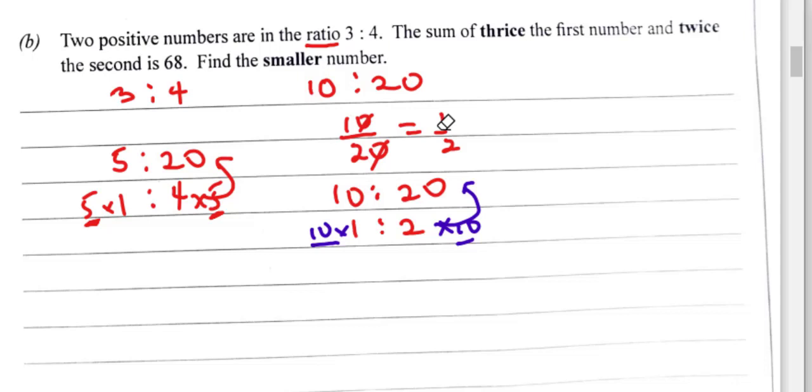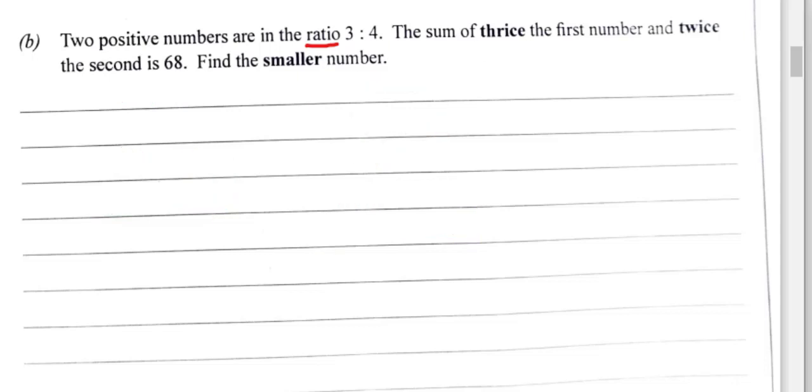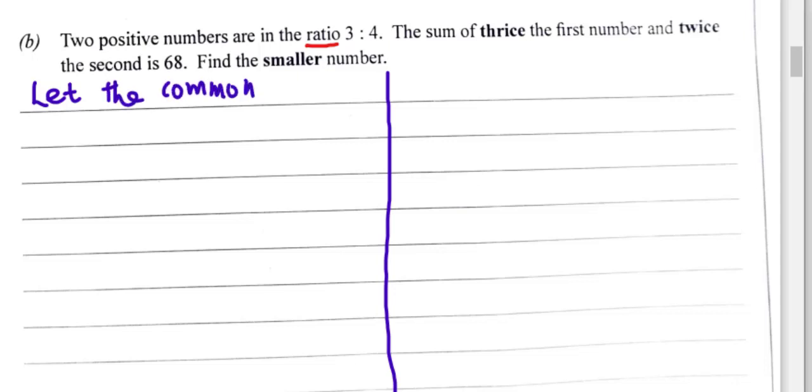There is no need to introduce another variable or to use two variables. We are going to use only one variable. So we start by saying the ratio is 3:4, so there will be a common factor. Let me divide this into two as usual. I'll say let the common factor be x. So here I'm using only one variable.